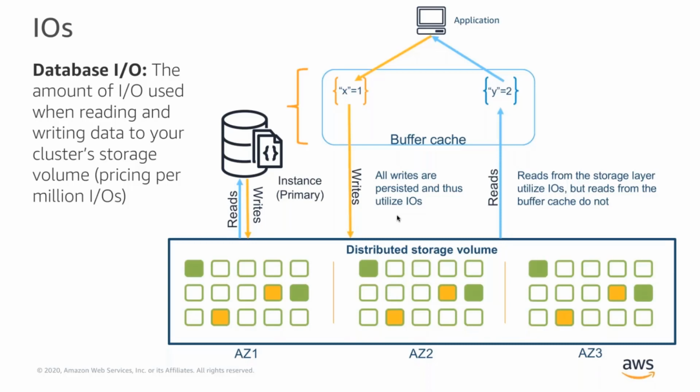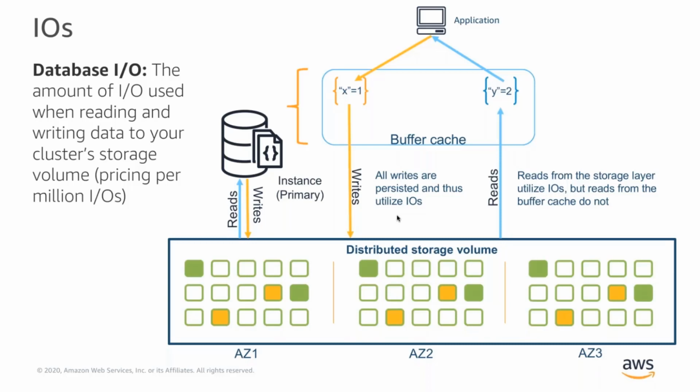And we'll talk about this later. Once an item's in the buffer cache, you're not pulling it from the storage volume anymore, and it's cached there. Reads from the buffer cache don't cost any I/O, right? Once you read the document for y equals 2 into the buffer cache, you can read it a million more times, and you're only going to get charged for that initial I/O to bring it into memory. So that's an important concept that we'll talk about throughout the presentation.